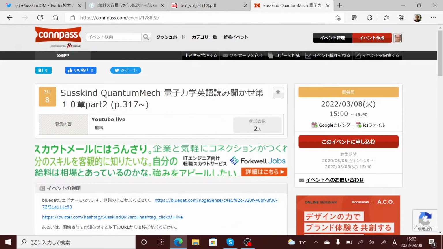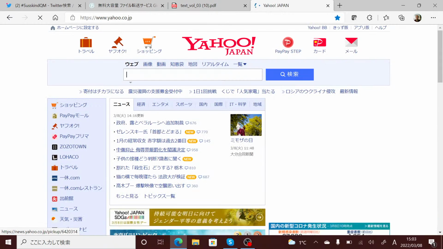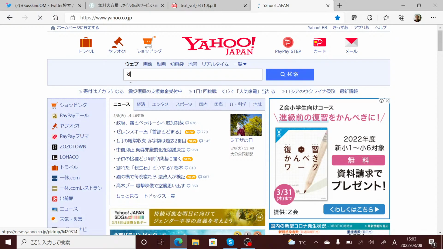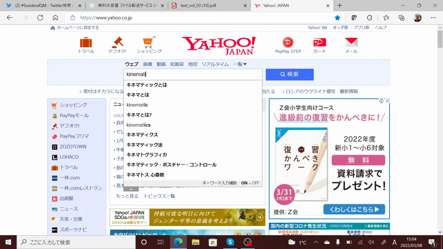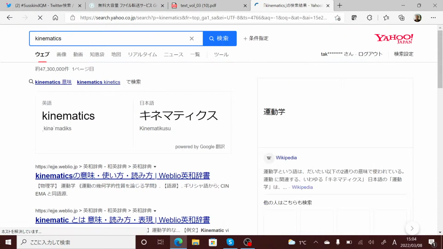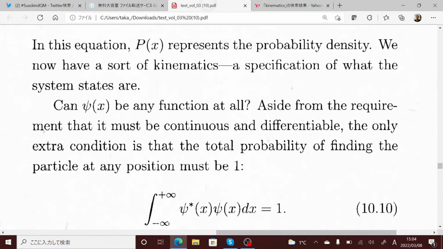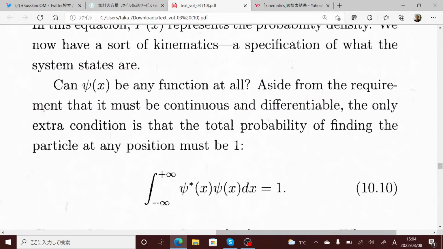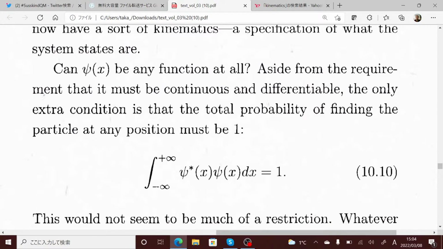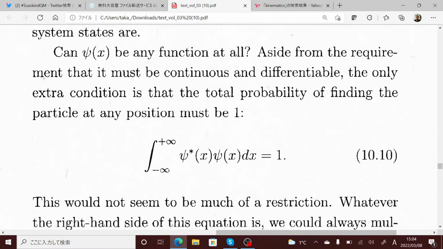I forgot the Japanese word for kinematics. Undogaku, yes.